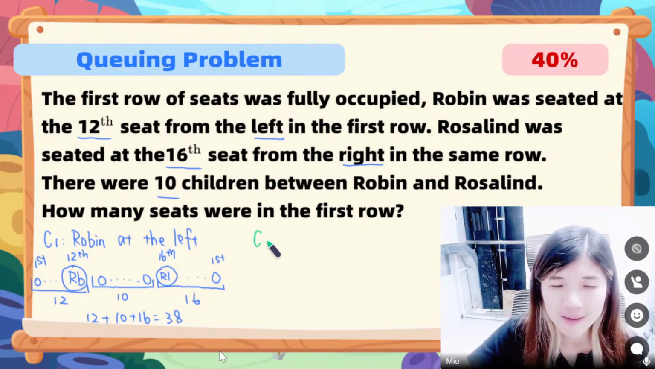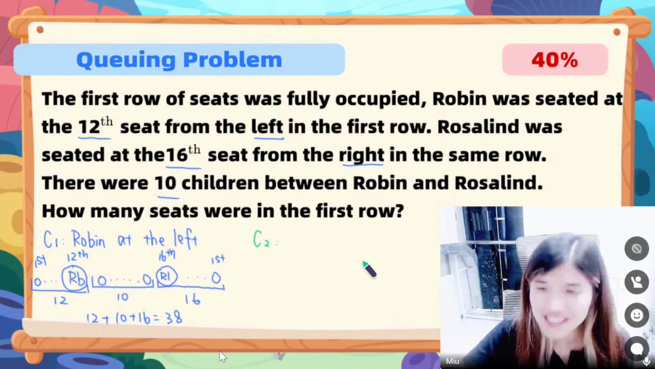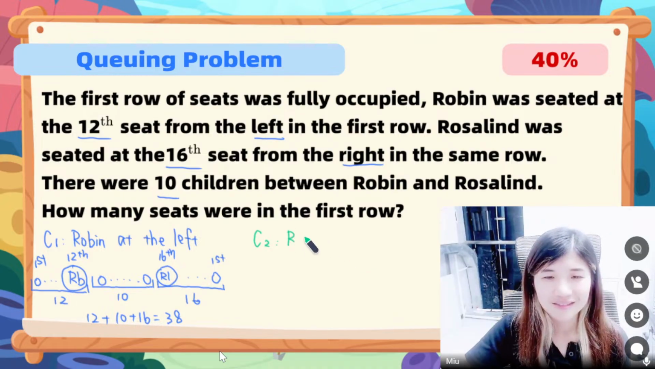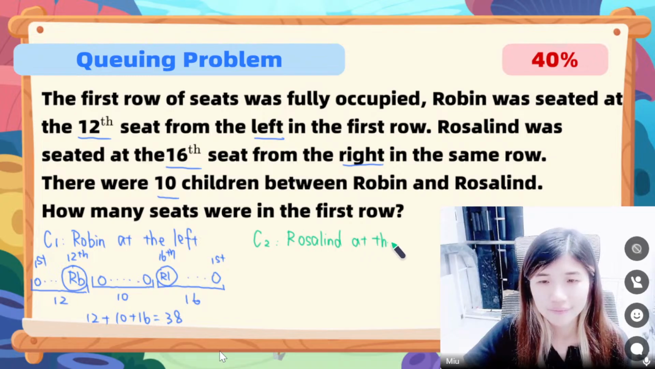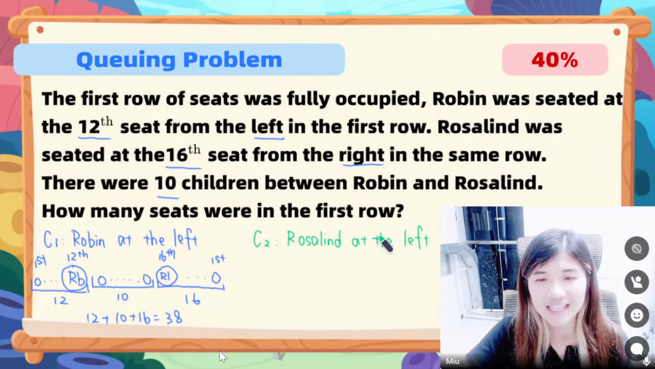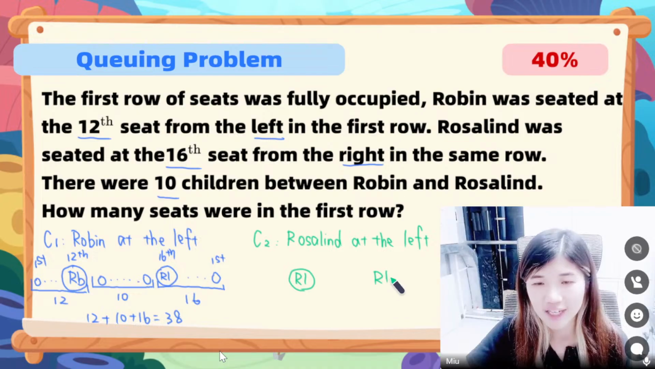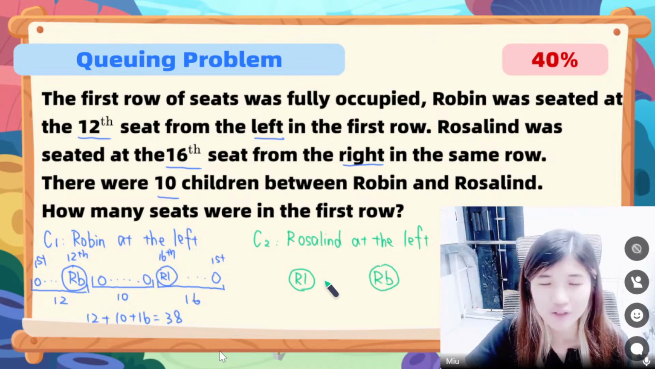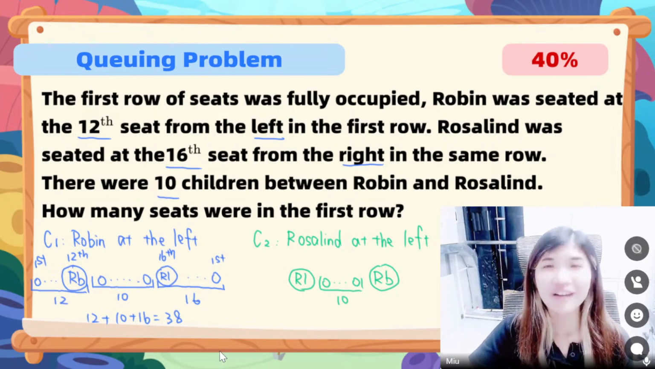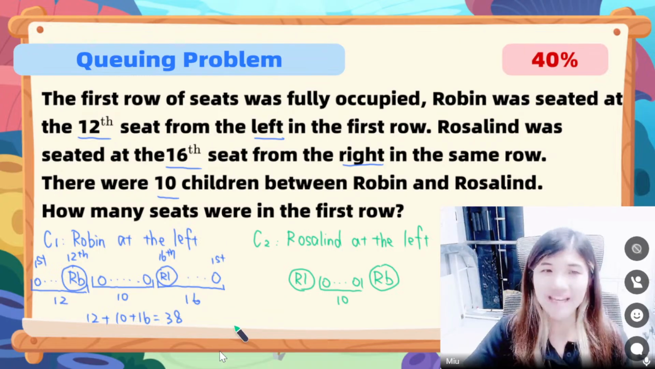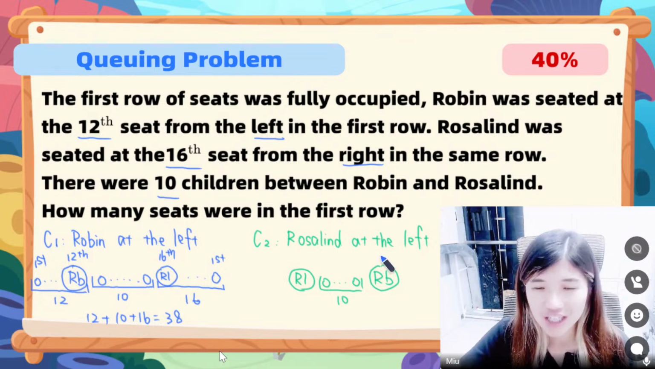For case number 2, what if Rosalina is at the left? All right, so we would just go Rosalina at the left. So this is Rosalina at the left, this is Robin at the right. In between, there are 10 students, 10 of those sitting in between. All right, then we are drawing a very crazy one, which is Robin is the 12th from the left. Change another color. He was the 12th.